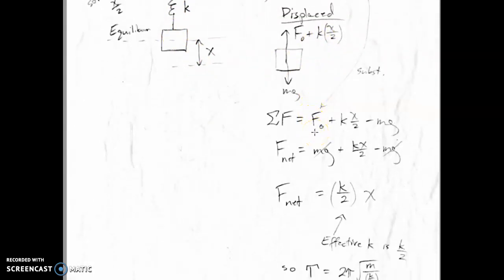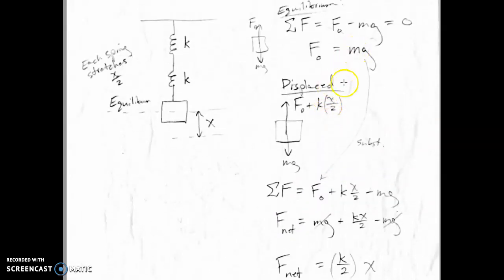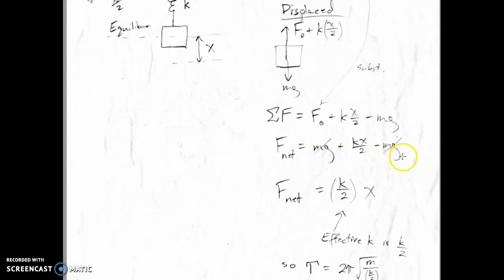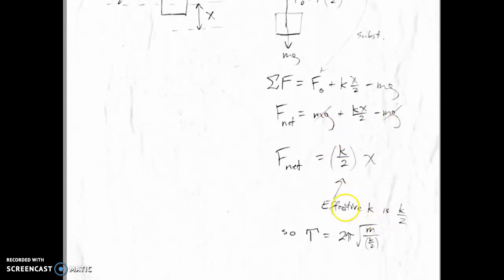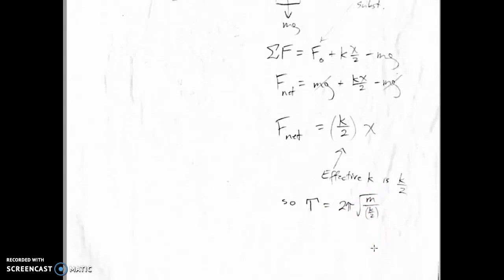And so the net upward force, replacing Fo with mg, you can see again the mg's cancel out and you get k over 2 x. So here the effective k is k over 2. And again, once you know the effective k, you can just plug it right into the equation for the period of a mass on a spring, 2 pi square root of m over the effective k, and that gives you the period.